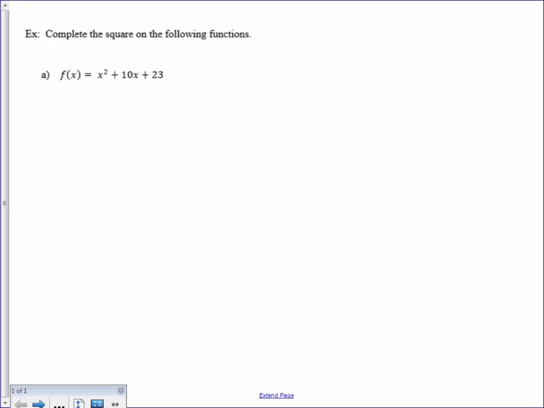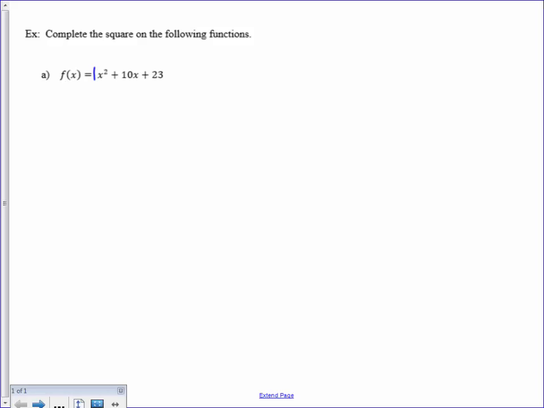I would like to now talk about a method that is called completing the square on a function. There are detailed notes on exactly the steps you should go through when completing the square, but I would like to show you on this example. The first thing to notice is in our function there's an understood 1 in front of our x squared value. This is very important. When it's not a 1, we have to do a slightly different procedure.